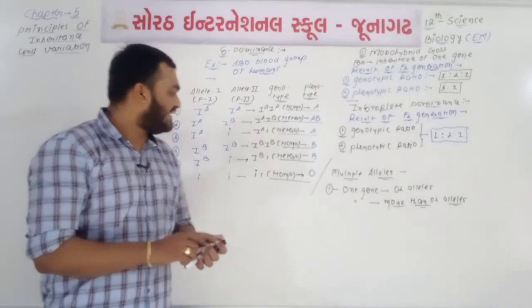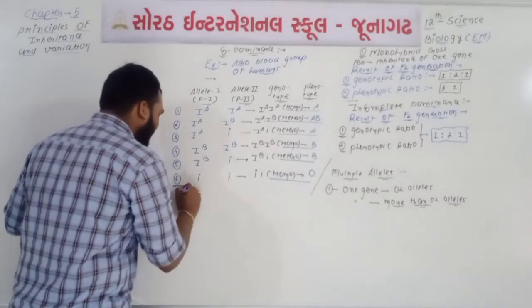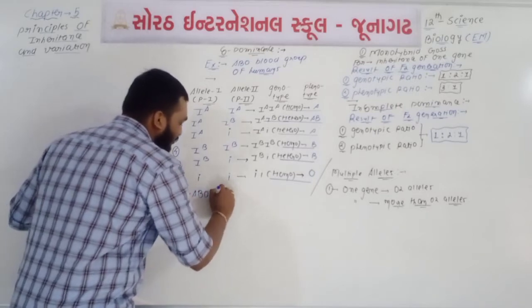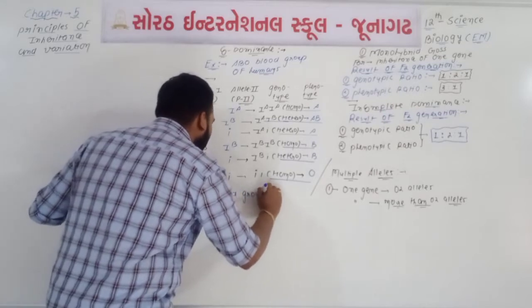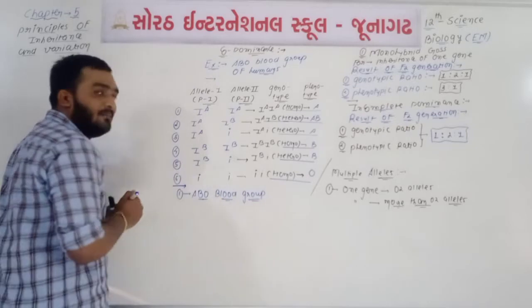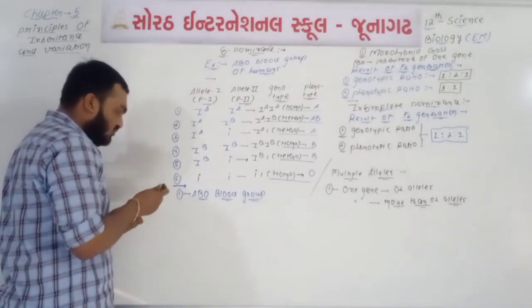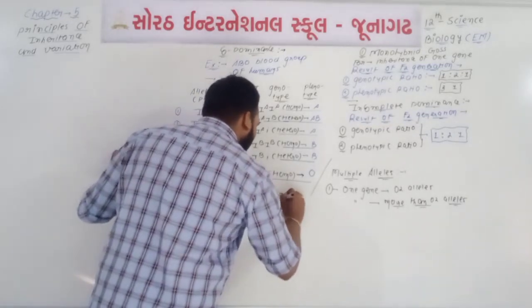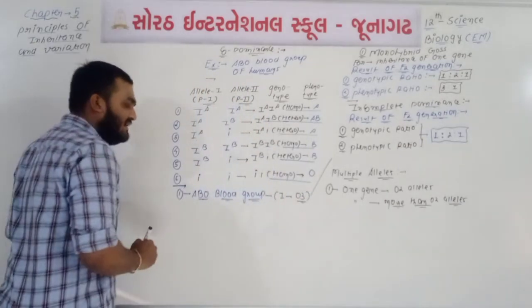What are the examples of multiple alleles? The first one is the ABO blood group found in humans. The ABO blood group is an example of multiple alleles because the I gene has 3 different types of alleles: IA, IB and small i.